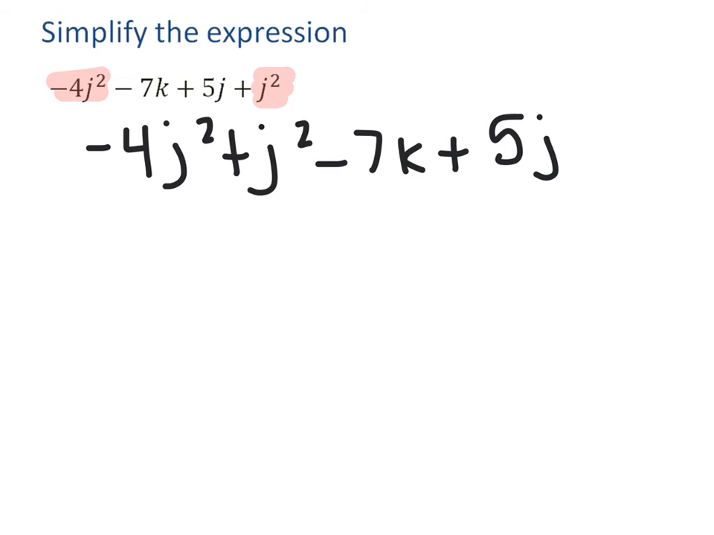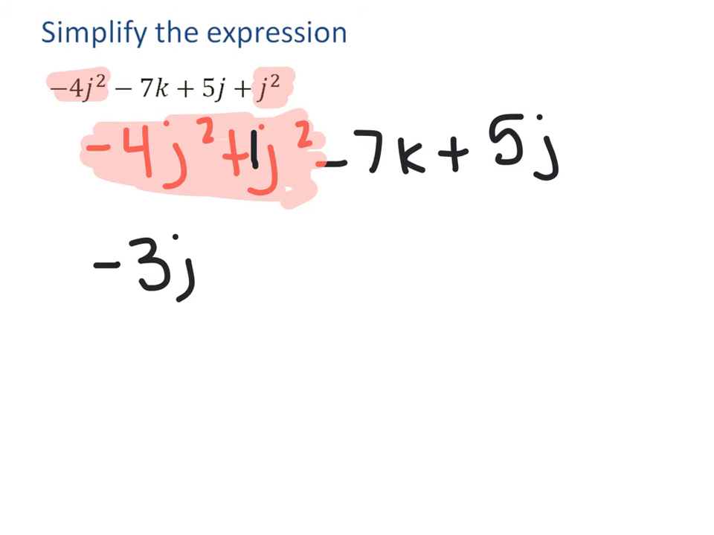Now again, our like terms are those two j squared terms. However, one additional thing we have to consider here is, even though there isn't a coefficient in front of that first j squared term, what that's really indicating to us is that it's 1 j squared. Now if we were to combine our like terms, negative 4j squared plus j squared gives us negative 3j squared minus 7k plus 5j.